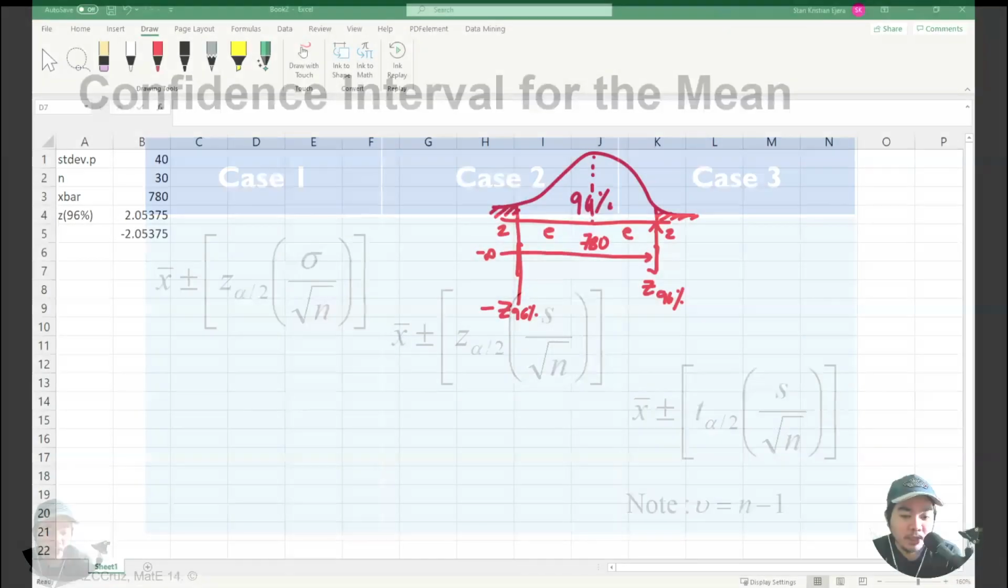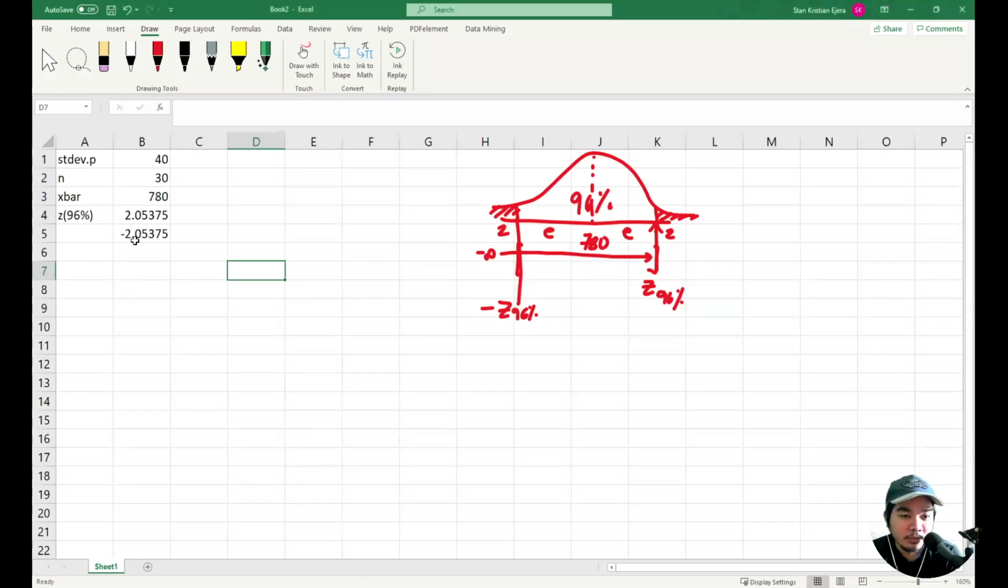So in our case, this is the positive z on the right tail, and the negative z is the left tail. But since we know it is symmetrical, we don't actually need to find the negative z. What we do is take the z value or z-score. We always say z of whatever alpha over 2 we are using, z 96% for the confidence interval. That's why this notation is usually z alpha over 2.